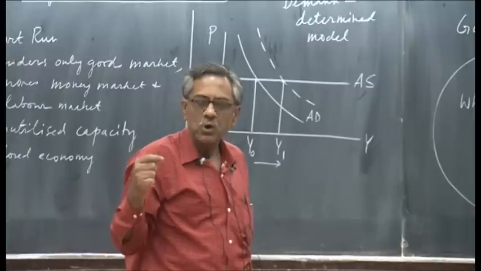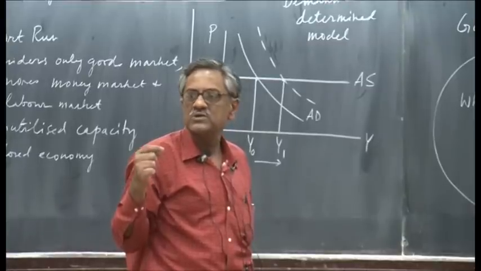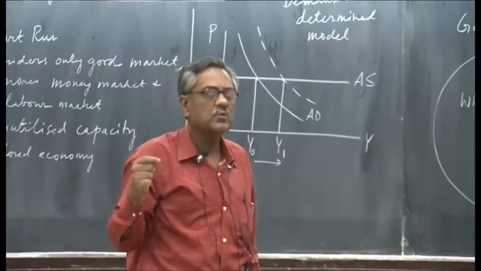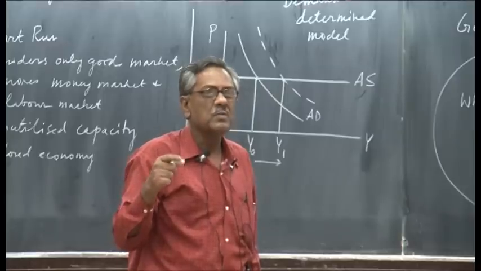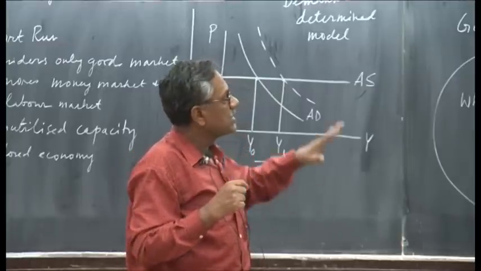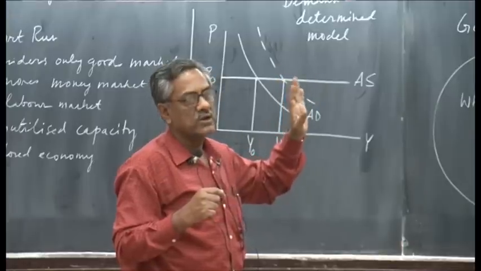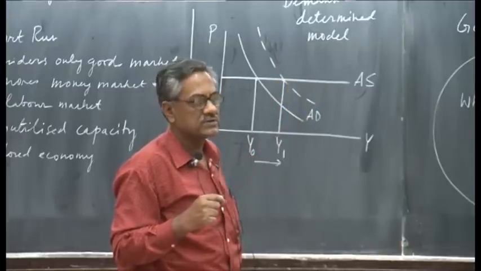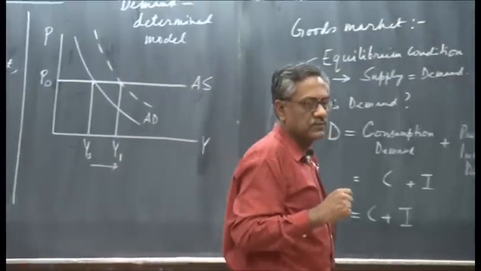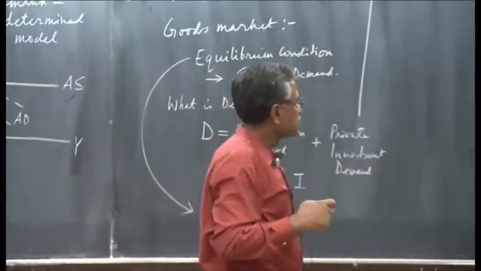Now, investment is not an autonomous or exogenous variable in real life. It depends upon what happens in the economy. But we will make that realistic assumption later. For the time being, we will have investment equal to I naught, which is autonomous investment. This is the first one, just for the sake of this model.